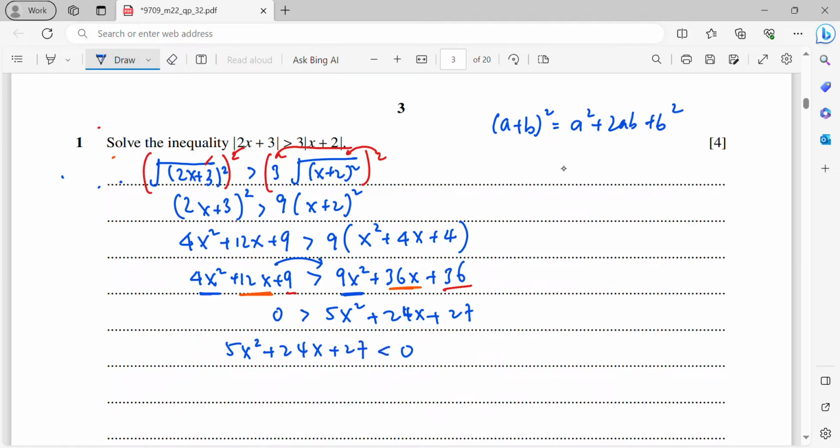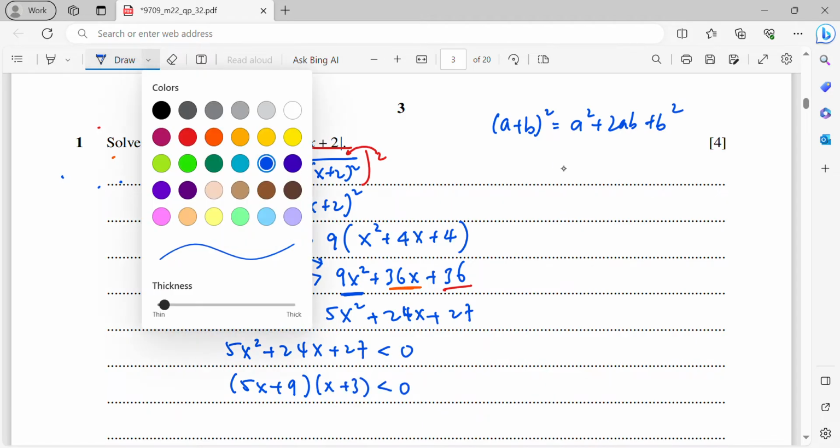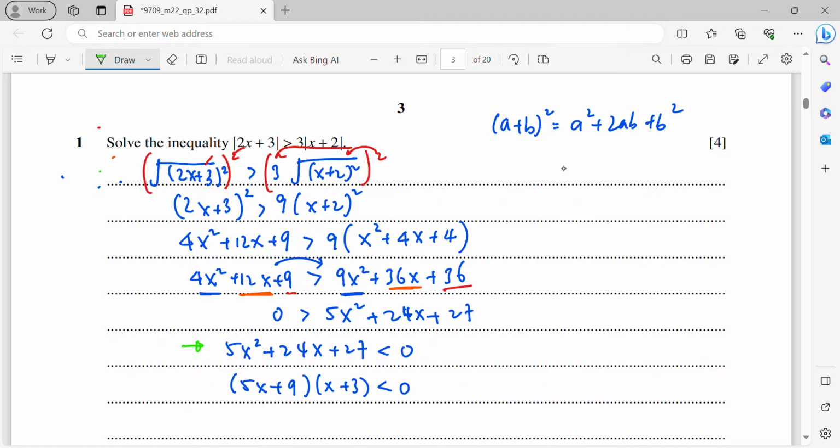Now this quadratic can be factorized into two linear factors, which are (5x plus 9) and (x plus 3) less than 0. To solve this inequality, I will refer back to this quadratic function. Since the coefficient of x squared is positive 5, that means I will be getting a minimum point if I sketch the graph, and the horizontal axis is the x. By looking at these two values, the first one, x will be negative 9 over 5, and the second one is negative 3. Negative 3 obviously is less than negative 9 over 5, which means it will be on the left-hand side of the graph.